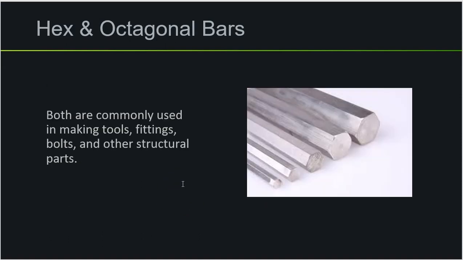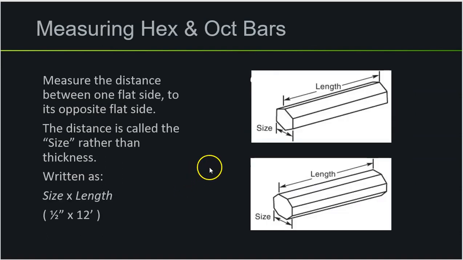And then hexagonal and octagonal bars, they have a lot of different uses, mainly with tools. If you think like Allen wrenches, that's basically what these are used for. They're pretty much measured the same. So you've got to take one flat side, find its opposite flat side, find the distance between the two, and that's going to be your size.